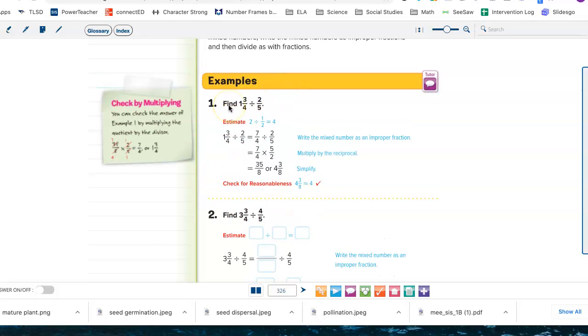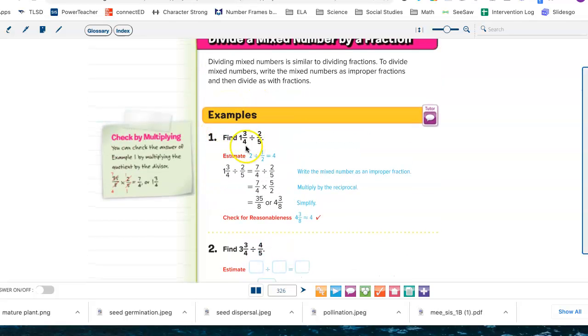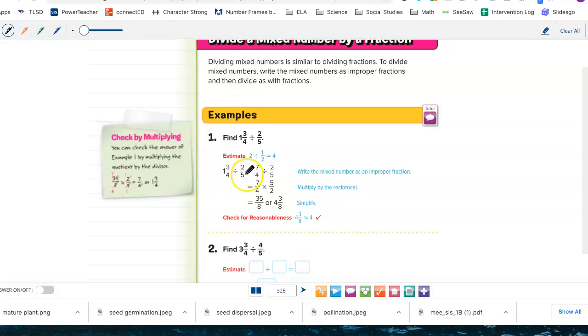So if we look at example 1, it says find 1 3/4 divided by 2/5. So again, the first thing we're going to do is turn that mixed number into an improper fraction. So this would be 4. 4 plus 3 is 7. Denominator stays the same, divided by 2/5. Now it's just like dividing fractions by fractions. We keep, change, flip. So 7/4 times 5 halves. So 2/5 upside down is 5 halves. It's the inverse operation. And we get 35/8.